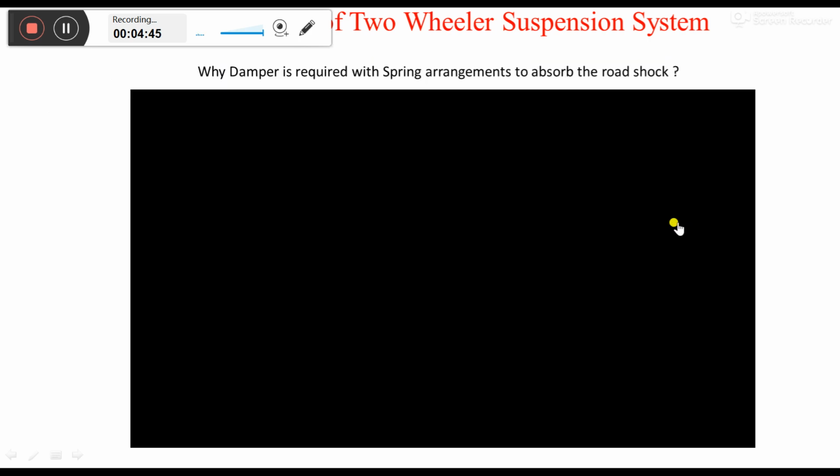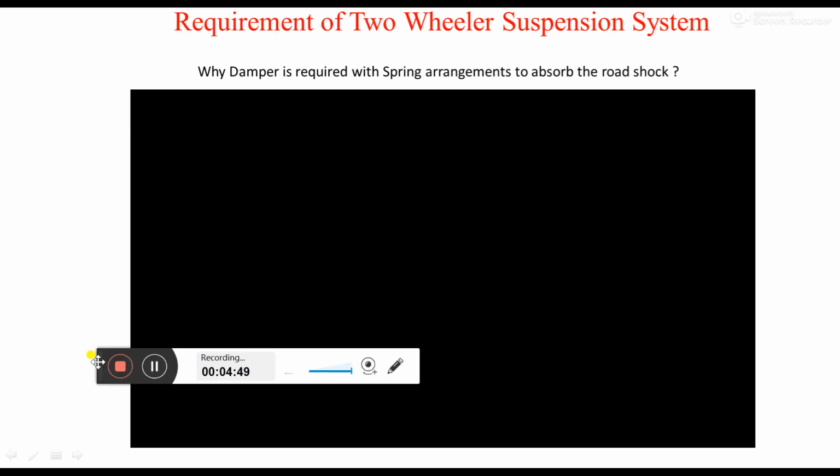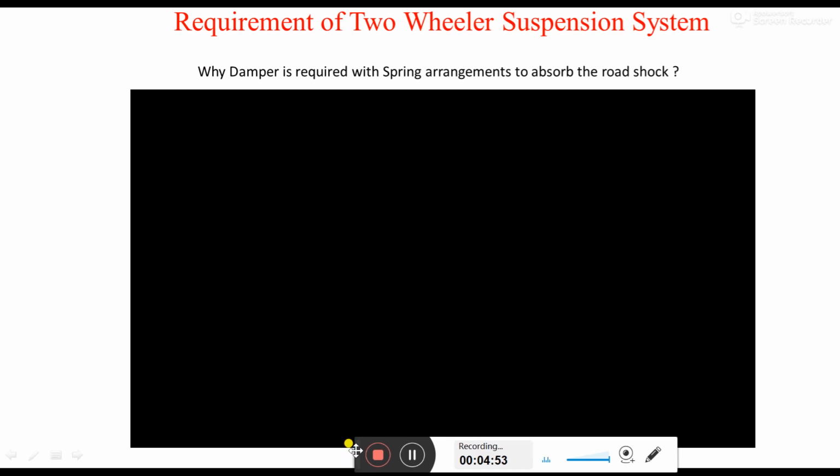Now there is a video which shows that in the suspension system, the damper is one of the important things. So there is one video on why a damper is required with the spring arrangement to absorb the road shock. In the two-wheeler suspension system, we can observe there is a spring and a damper, which are integrated together to form a shock absorber.